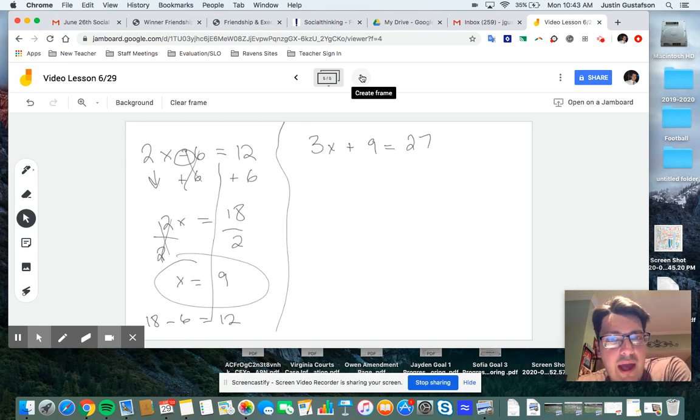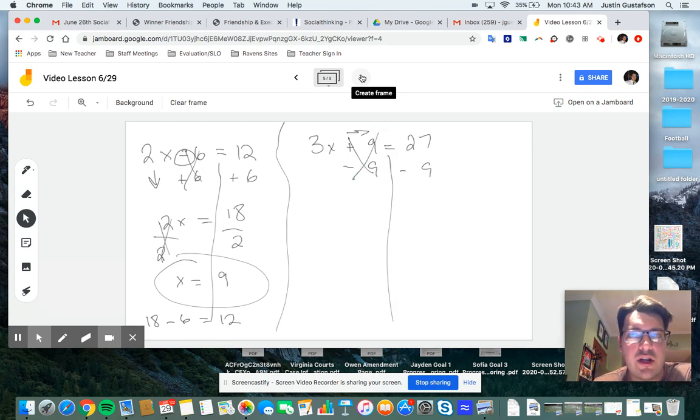If you said divide, you're wrong because look what's on the right of my x. Look what's over here. I have a 9. So I have to subtract 9 from both sides first. If you said subtract 9, Mr. G, I didn't say divide, I said subtract 9. Then you're a superstar. All right. So 27 minus 9 is 18.